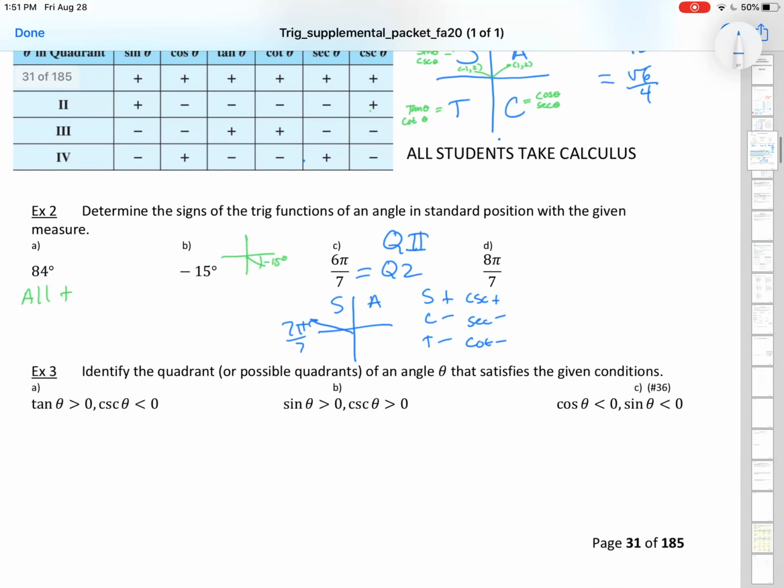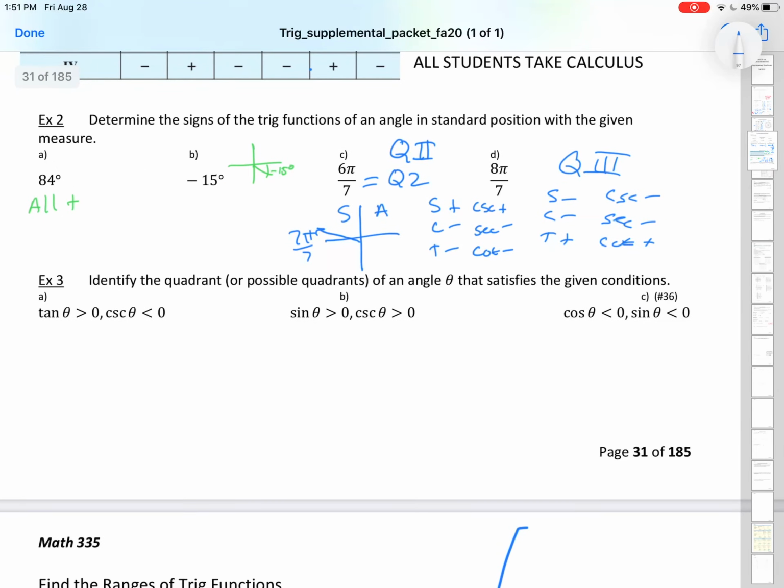8 pi over 7, that's in quadrant 3. So who's positive in quadrant 3? Tangent and cotangent. So sine's negative, cosine's negative, tangent's positive. Cosecant is negative, secant is negative, and cotangent is positive, right?